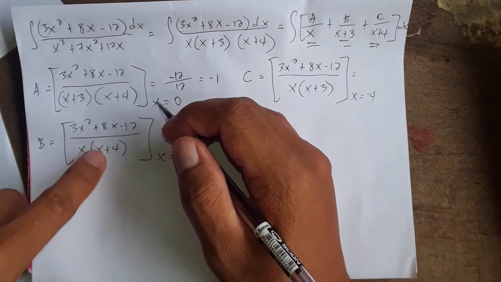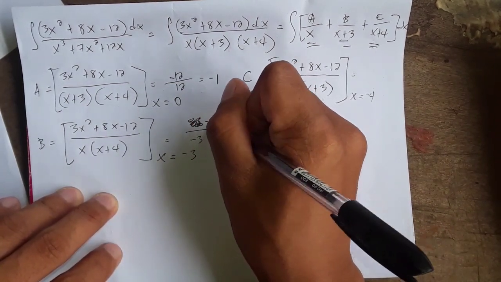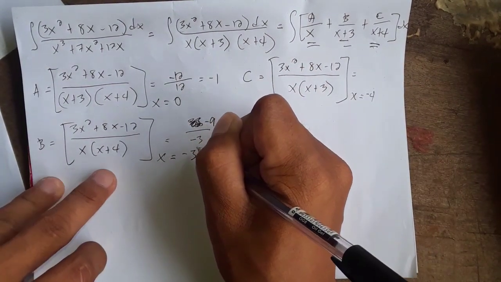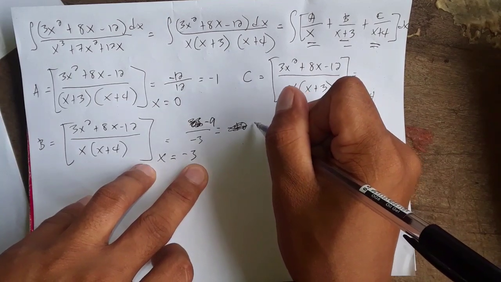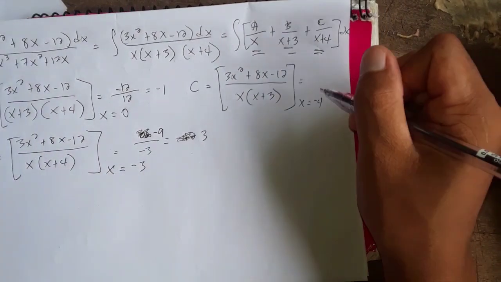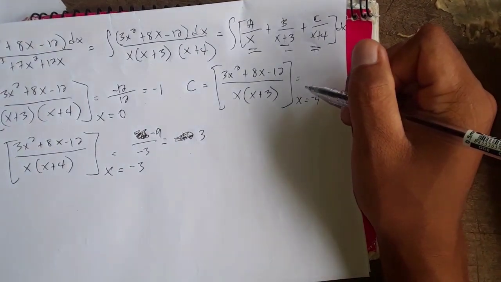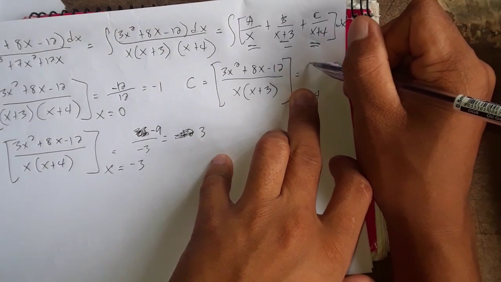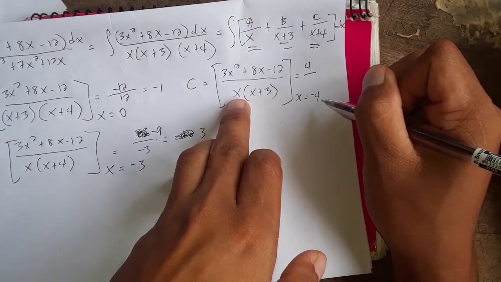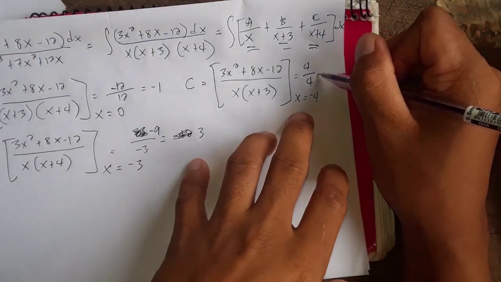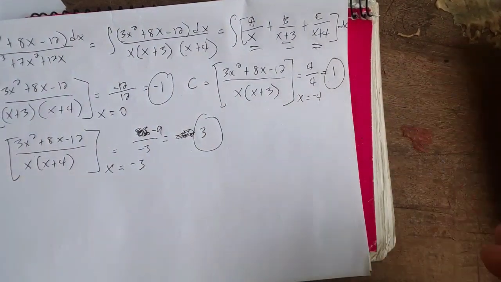By finding the value of b, where x is equal to negative 3, our numerator is equal to negative 9. And the denominator, where x is equal to negative 3, is equal to negative 3. So we have negative 9 over negative 3, which is equal to positive 3. Then by finding the value of c, as x is equal to negative 4, the numerator is equal to 4. In the denominator, where x is equal to negative 4, we have negative 1 times negative 4, which is positive 4. So it is equal to 1. This is our value of a, b, and c.